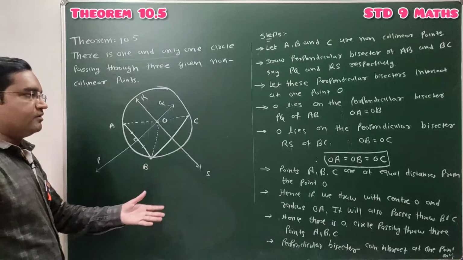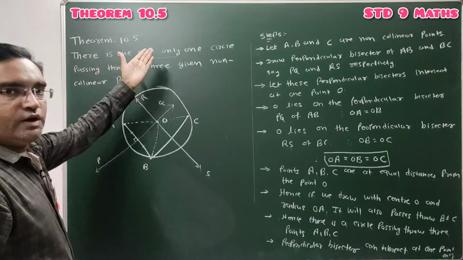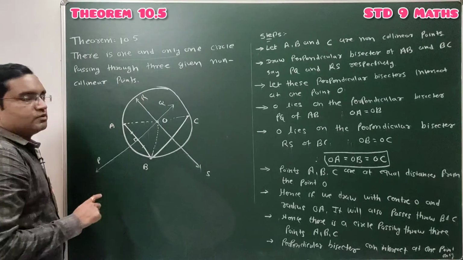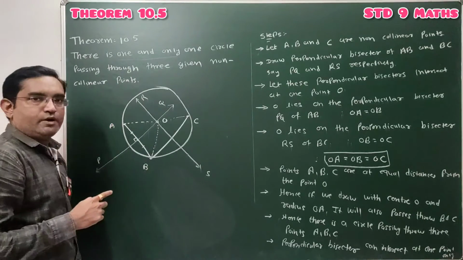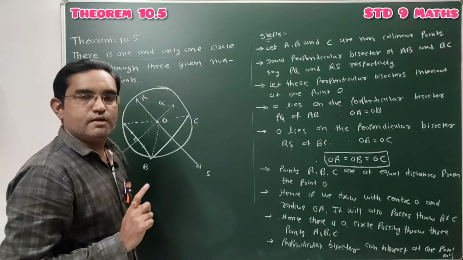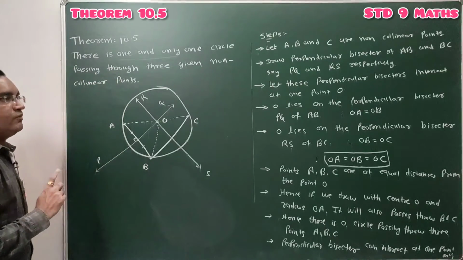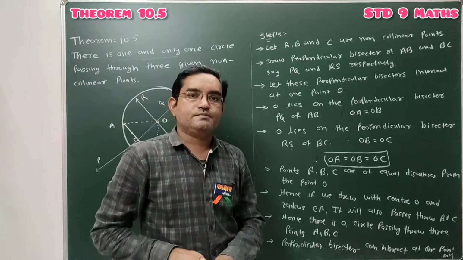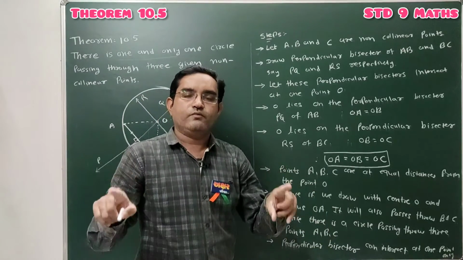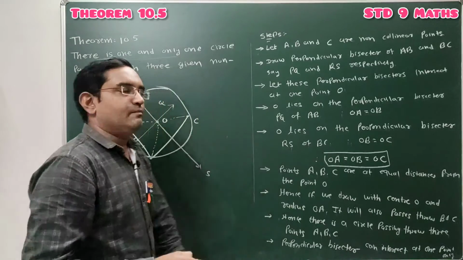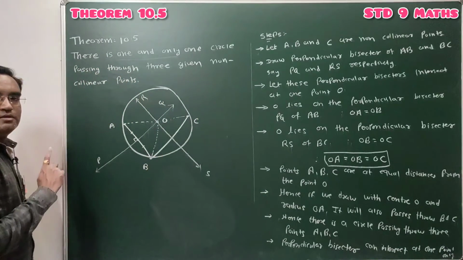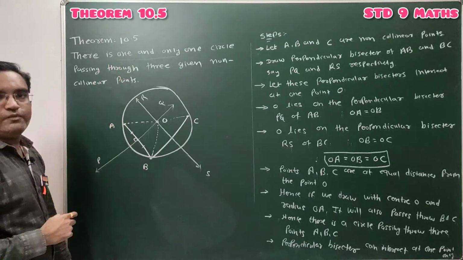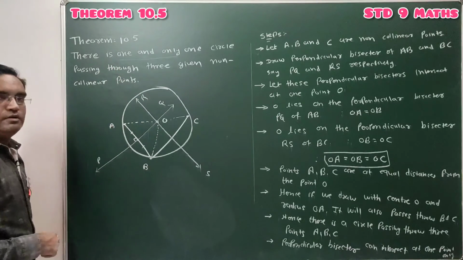Done? And hence we can prove that there is one and only one circle. That means there is a unique circle passing through the 3 given non-collinear points in a plane. So this is your theorem 10.5. From the given 3 non-collinear points in a plane, one and only one circle can pass through it. Clear, students? So this is how you can prove your theorem number 10.5. Pause the video and note it down.